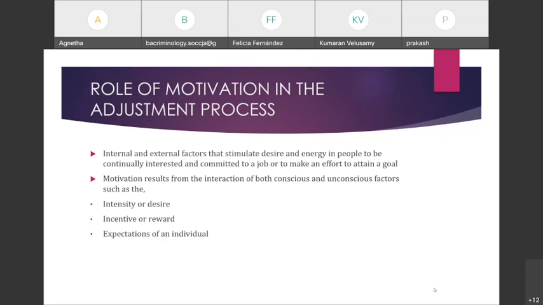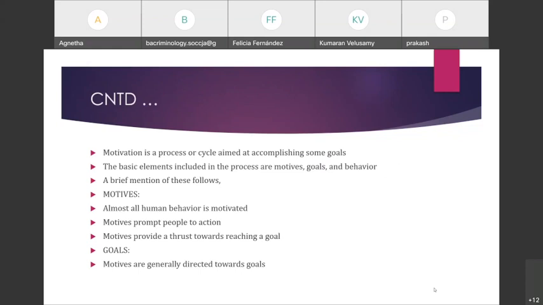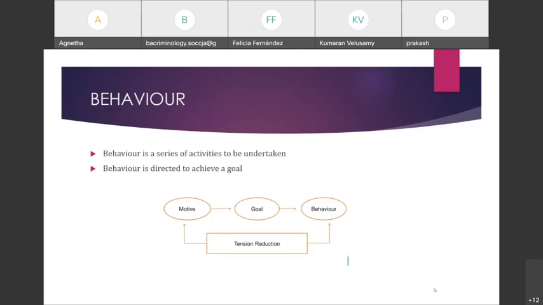Then there are the expectations of an individual. The individual themselves has expectations for themselves, right? This is what I need to do. This is what I can do. This is what I am capable of doing. All that will play an important role in motivating a person to work towards a goal. So basically, the elements included in motives or goals are as follows. Almost all humans are motivated. Motives prompt a person to complete an action, and motives provide a thrust, that is a push, towards reaching the goal.